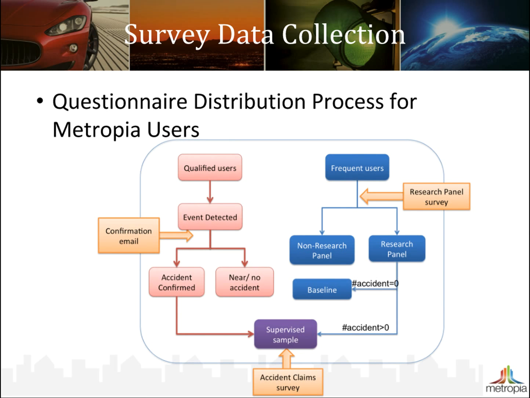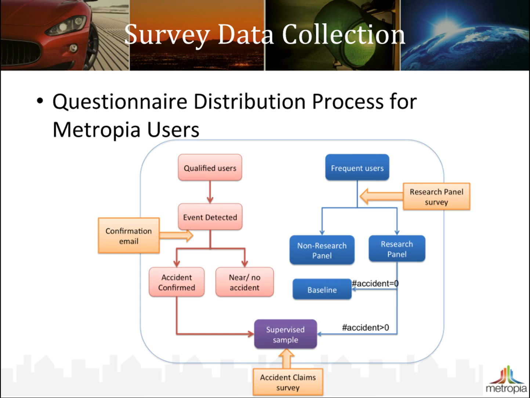As shown in the figure, this study is composed of two methods: accident detection, shown in red, and the research panel, shown in blue. As part of accident detection, if an abnormal event, like a hard brake for example, is detected and the Metropia user confirms a real accident through email communication, the user is selected as a supervised sample, which is depicted in purple.